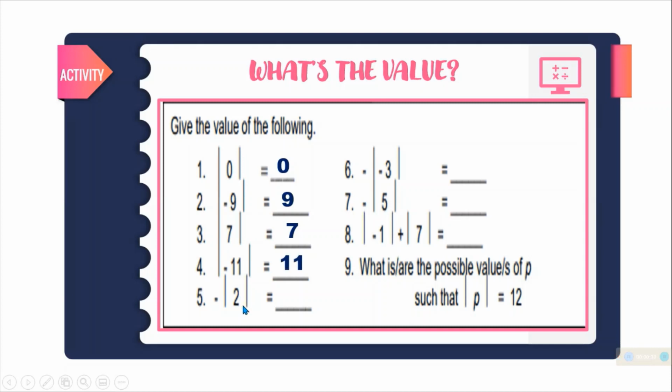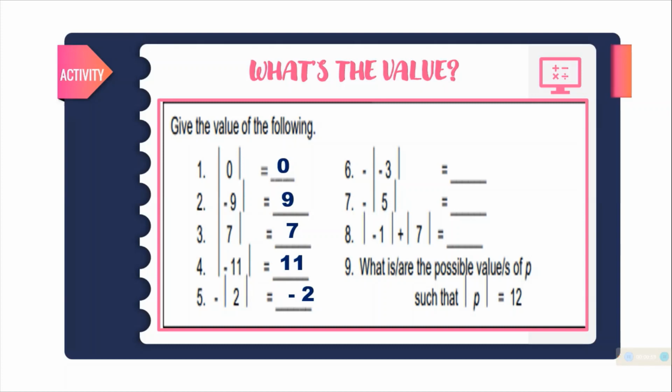The absolute value of negative 2. The negative absolute value of 2. So, yung negative nasa labas, hindi kasama ni 2. The answer is negative 2. Kasi nasa labas yung negative. Kung kasama yung negative sa loob, the answer is positive 2. Since nasa labas yung negative, the answer is negative 2.